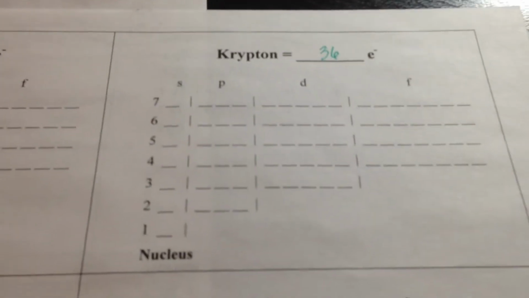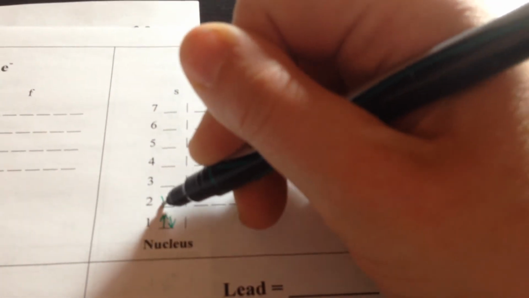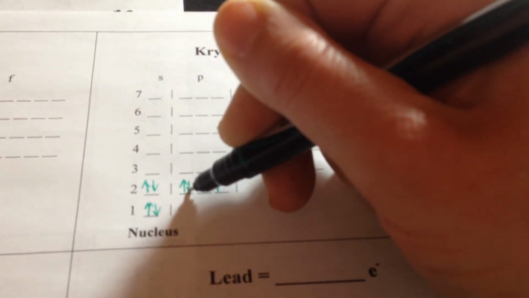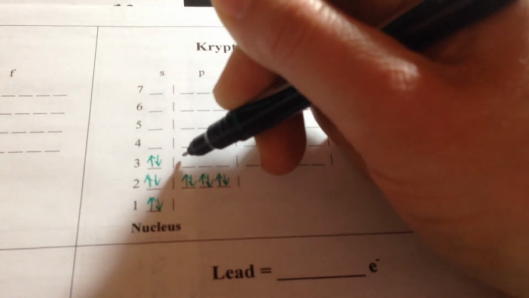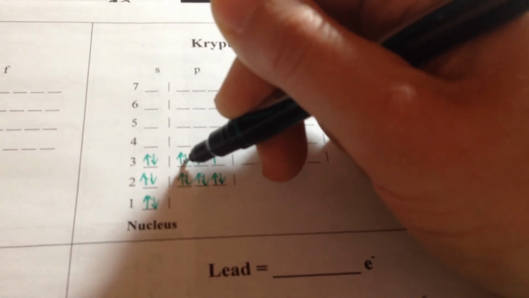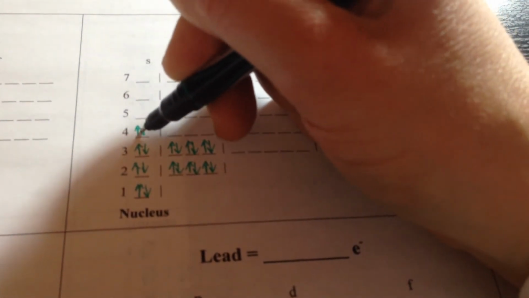Krypton. Krypton is number 36. So 36 electrons. Here we go. That'll be 1, 2, here I'm at 18, that's 19, that's 20, because remember we have to fill the 4s before the 3d.